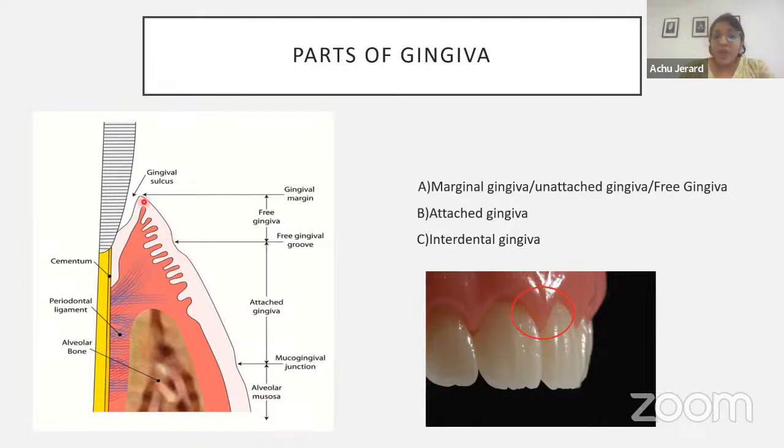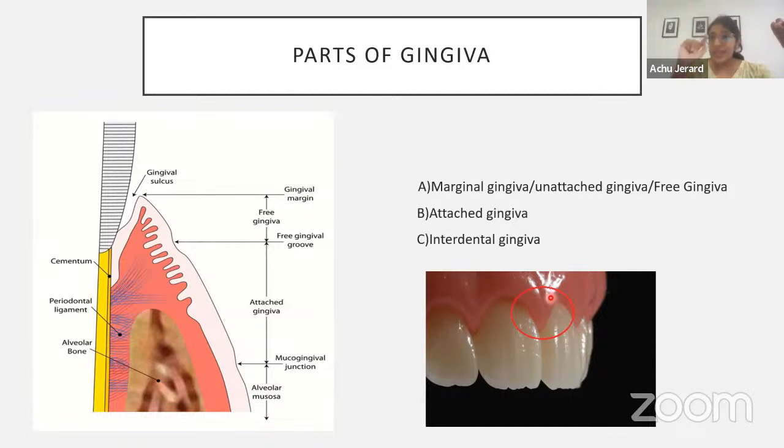However, at the bottom of this marginal gingiva, you have a shallow linear depression which demarcates the marginal gingiva from the firmly bound attached gingiva. So you have learned about an anatomical landmark which separates the free marginal gingiva from the attached gingiva. And the third part of gingiva was the interdental papilla, the interdental gingiva. That is that portion of gingiva that fills up the embrasure spaces, right?